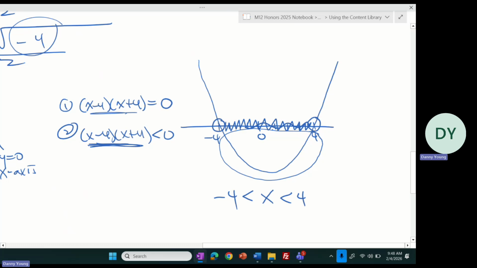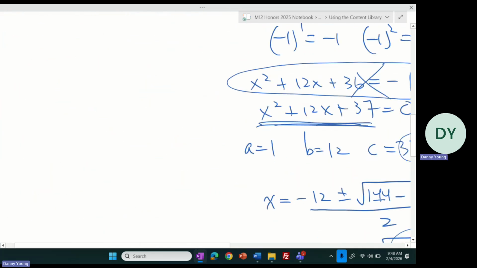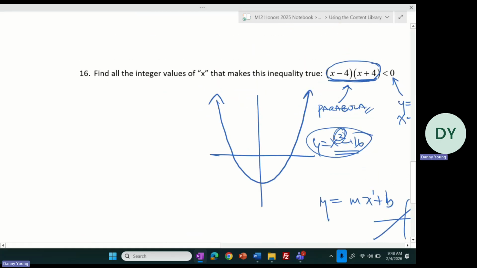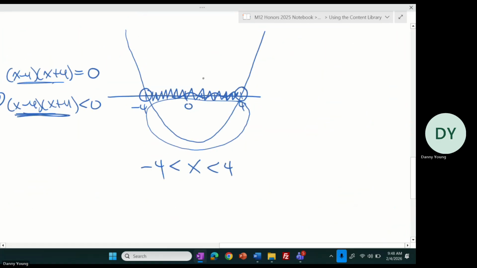But what's the question asking for? Find all the integer values of x, right? So in the middle, what numbers are there? 1, 2, 3, -1, -2, -3, and what else? 0. How many numbers? 7. Make sense, everybody?